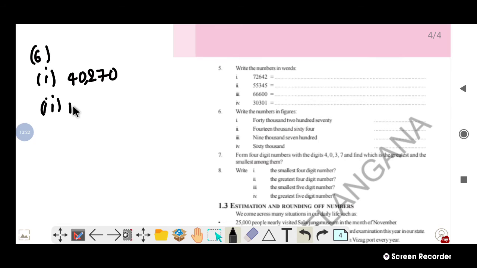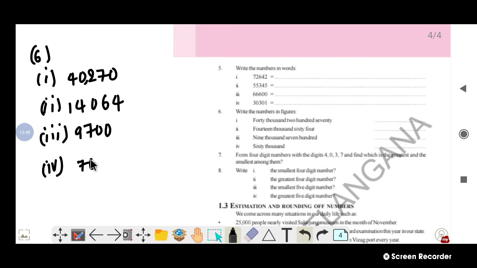14,064. 14,064. And what is the third question? 9,700. What is that? 9,700. Yes. Next one is the fourth one, a very simple one. 70,000. 70,000. Okay. So this is a very simple answer. We'll calculate it very easily. Okay na? Then we'll go for the next bit.